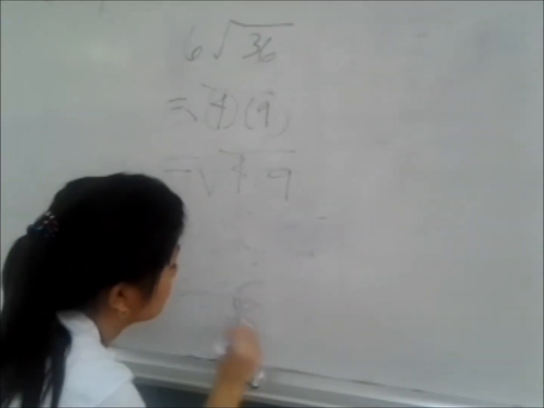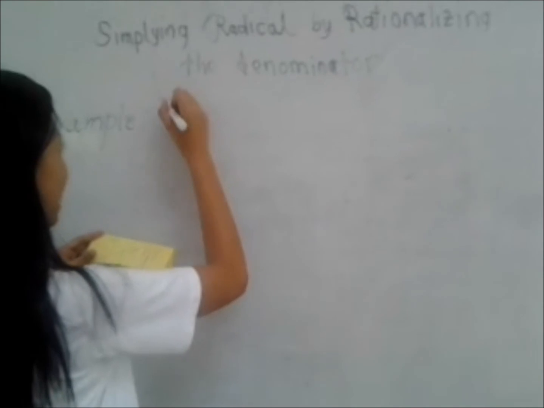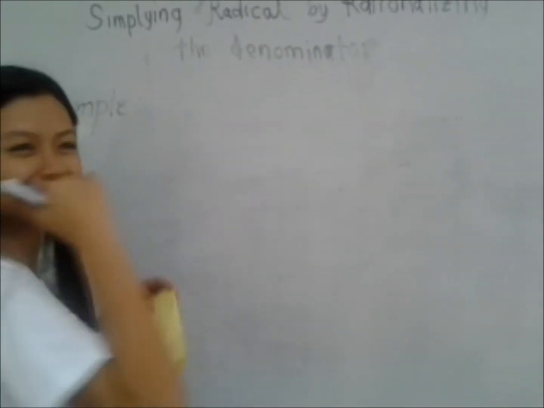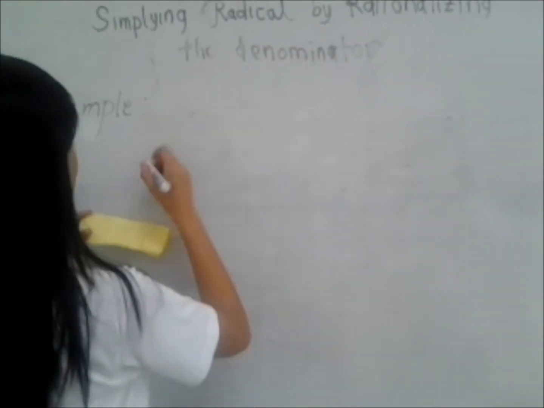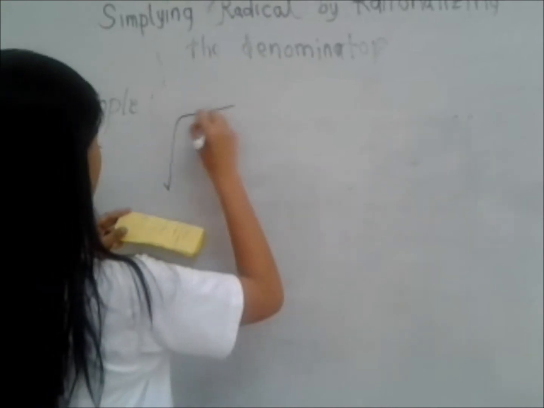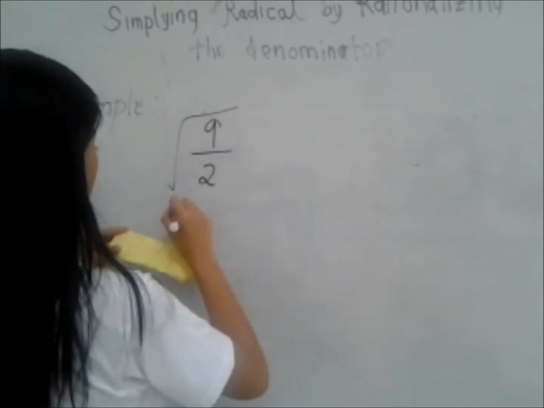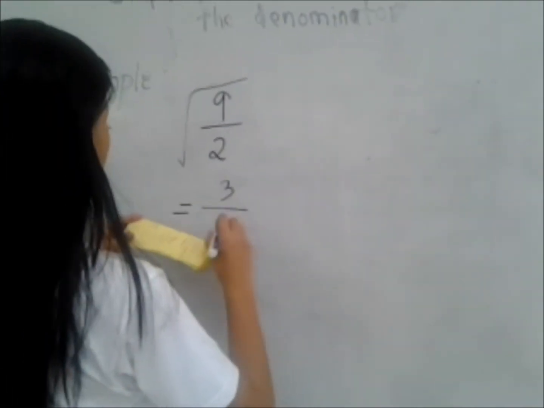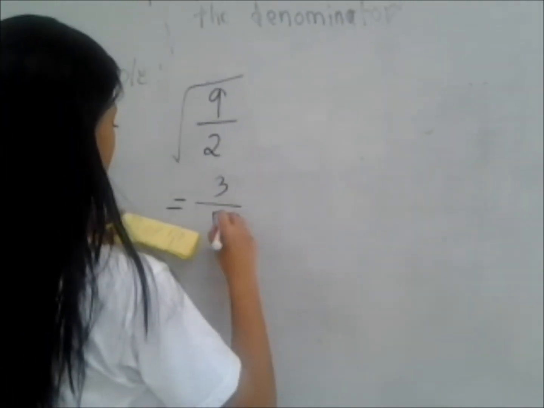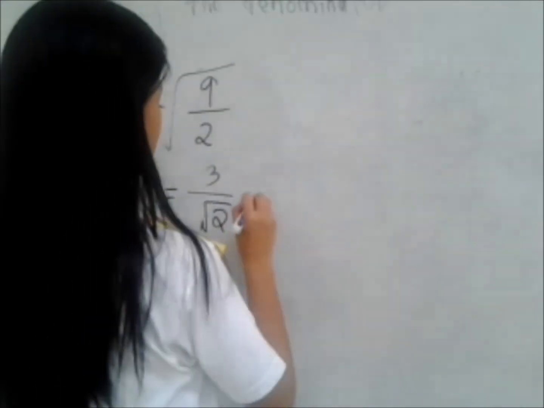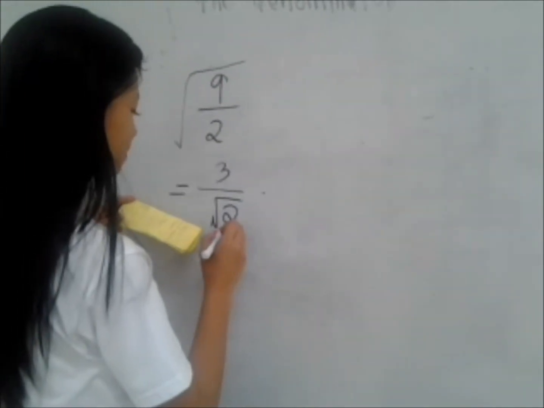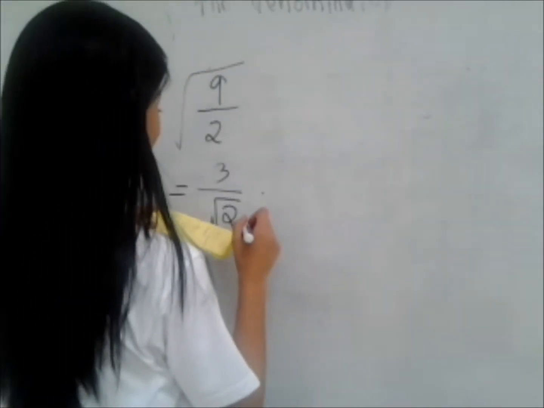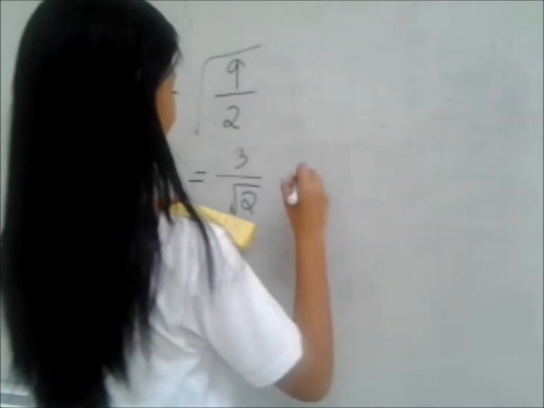Meron pa yan yung square root 6. Ay, wala na pala. Wala naman kami. Ay, number. Example na ba? Sample na yan. Square root ng 9 is 3. Yung 2 wala, pero square root of 2 na siya. Times, ito yung times by itself. Denominator and numerator.